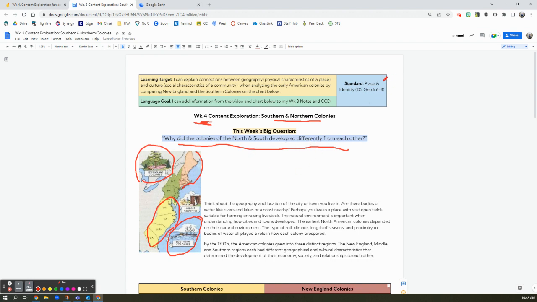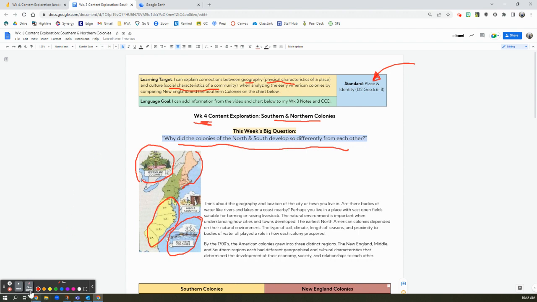Let's also look at the standard real quickly. We're going to be doing a place and identity standard, which looks at the physical characteristics of a place, such as its geography, like the rivers, the landscape. And then how does that connect to the social characteristics or the cultural characteristics of a place or a community? So how did that help to develop the different types of communities that were created there?